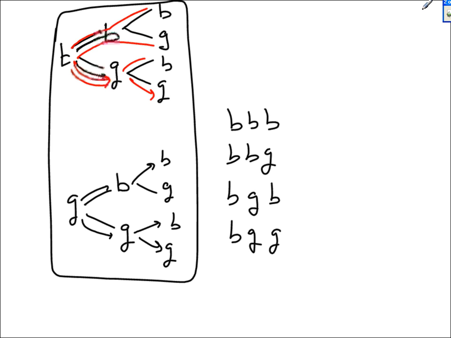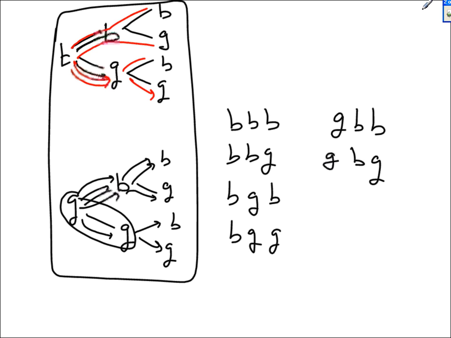Now we're down to the next one. You can have a girl and then a boy and then a boy. Or you could have had a girl, a boy, and then a girl. Or you could have had a girl, and then a girl, and then a boy or a girl. Okay, those are the 8 outcomes.